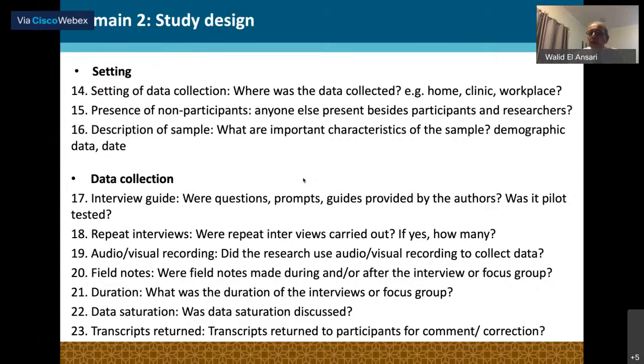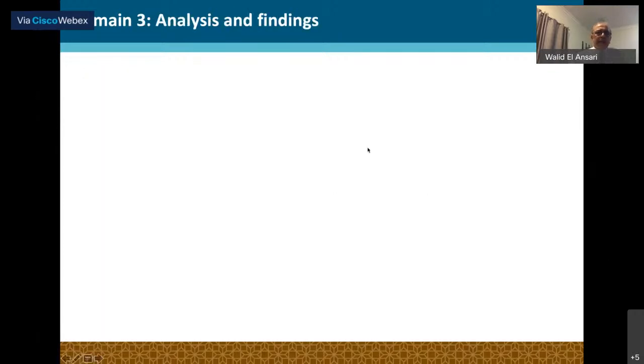And was data saturation discussed in the article? Have the investigators told us that they sampled until saturation or otherwise? And anything about transcripts return? Maybe when I get the audio recording, I transcribe the data and I read it. And sometimes I could take these transcripts and go back to the interviewee and ask them, is this an accurate account of the interview that we had? So it gives more confirmability and trust that our understanding is the same.